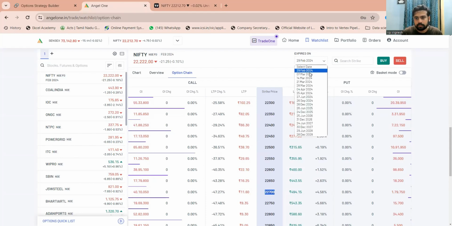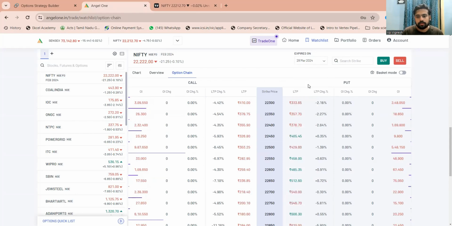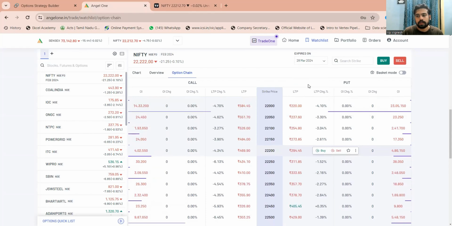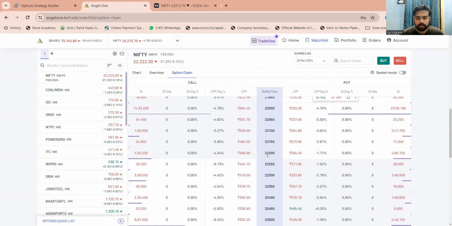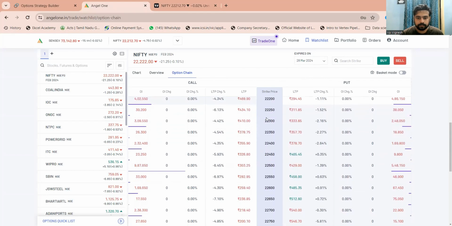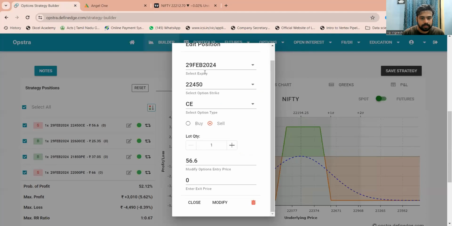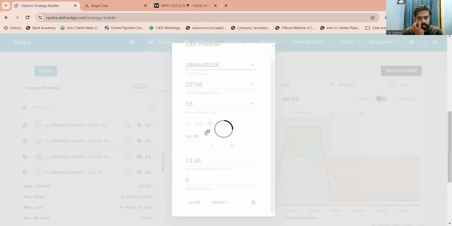What we are actually doing is selling a monthly option around 20 March, as the current month end has come. So we are trying to sell far out of the money on next month's option expiry, that is the monthly option. Similarly we have taken something like 22,200 and then we will say 10 strike prices far out of the money. So 22,700 we will be selling. And we are just changing this expiry to the next month end.